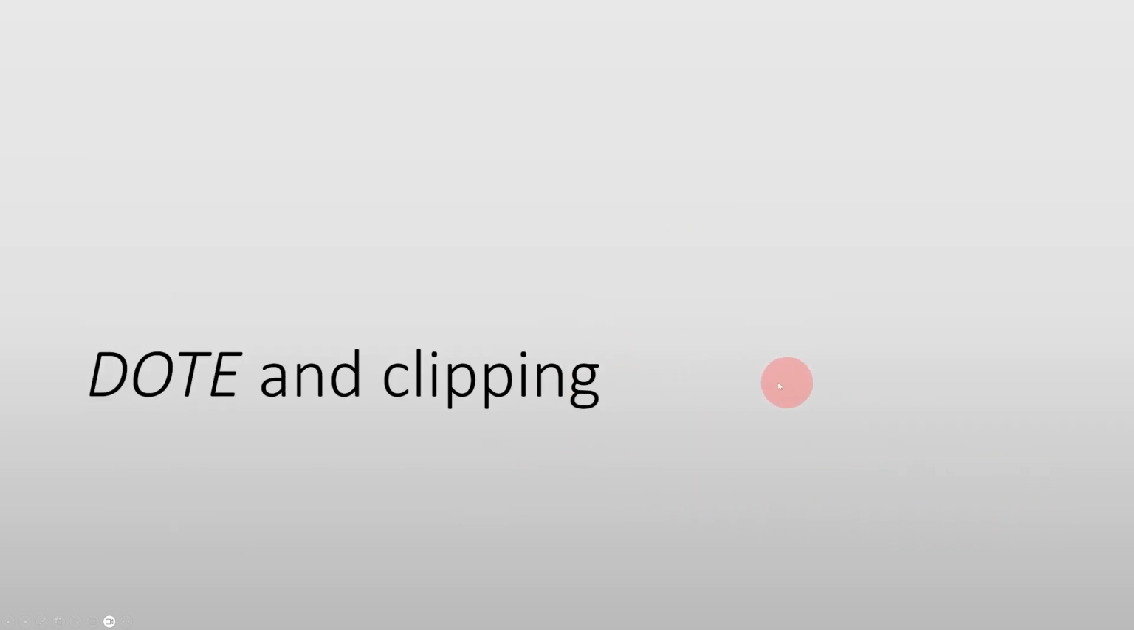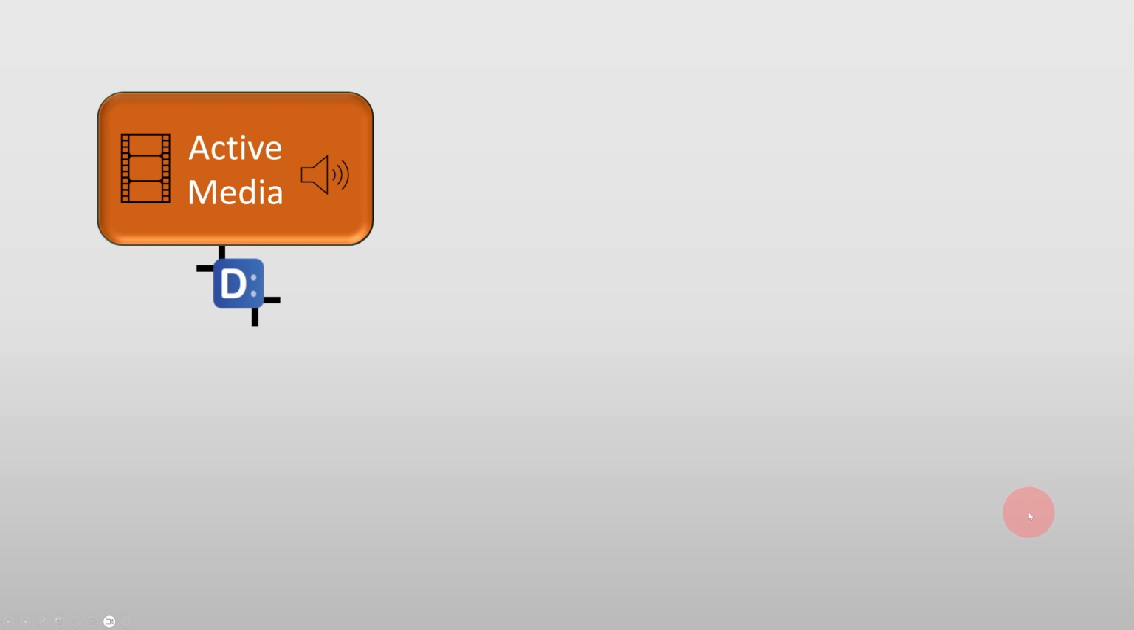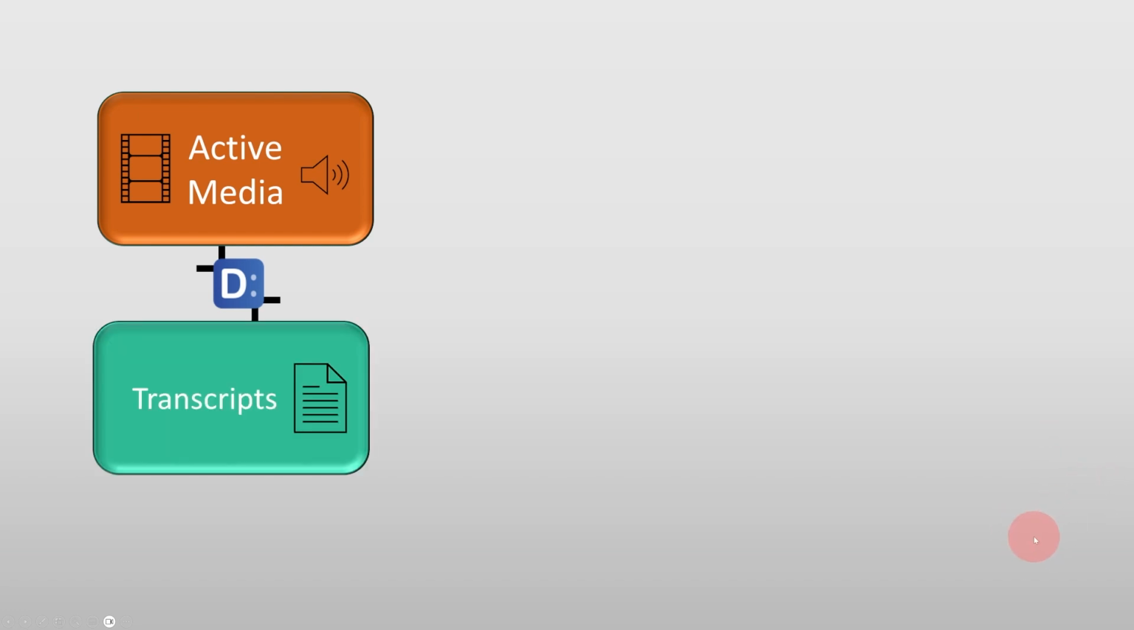So let's look at DOTE and clipping and some of the ideas. We've got 3 slides coming up about just trying to understand DOTE and what it does. If you're familiar with DOTE, here's just a graphic representation. DOTE has active media, some event that happened, and you have a continuous set of media recording, and so you've made a project, and you have some transcripts that you've created. It can be more than one in a project.